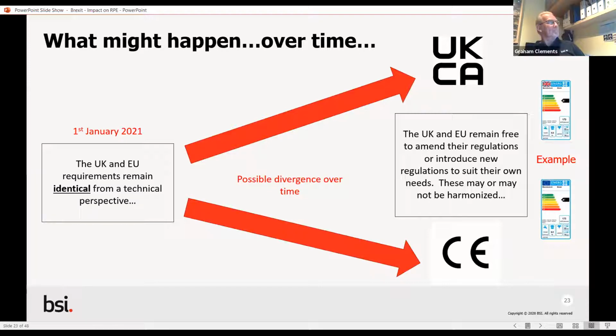So what might happen over time? So we've got the possible divergence, because the UK and the EU remain free to amend their own regulations or introduce new regulations to suit their own needs. So they may or may not harmonise standards for those, or designate standards for those. So I think we've got to accept there may be some divergence in the future, but the beauty at the moment with the introduction of UKCA is it's almost exactly mirrored. So there's very little to actually trouble anybody, I think, in terms of moving over to UKCA, dual marking to UKCA, depending on how your business works.